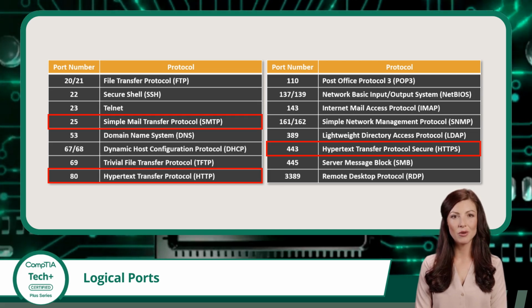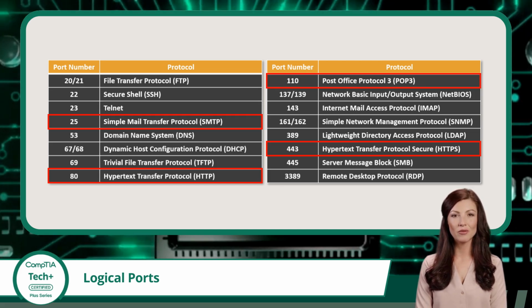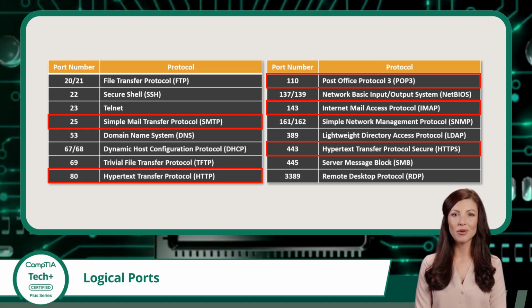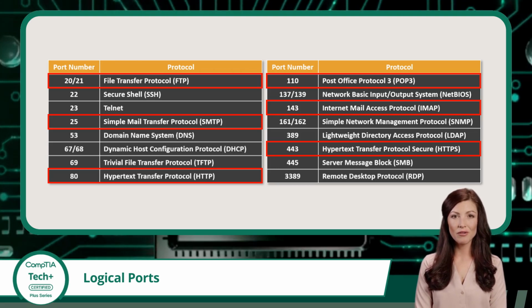More examples include port 110, which is used by the POP3 email protocol to download messages. Port 143 is used by IMAP, which keeps email synced across multiple devices. And finally, ports 20 and 21 are used for file transfers with FTP.